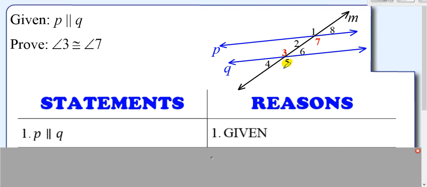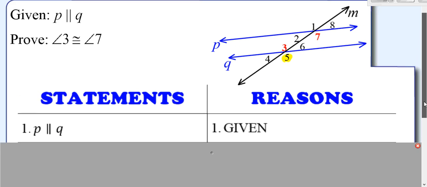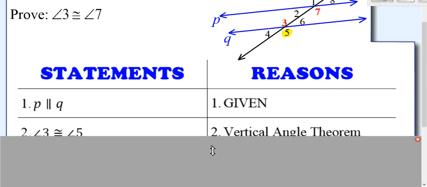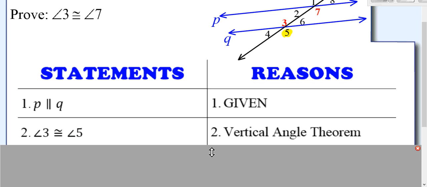3 and 5 are vertical angles, which means they're congruent to each other. 7 and 5 are corresponding angles, which means they can be congruent to each other. They can be tied together. So first, 3 and 5. Vertical angles, which means they are congruent.